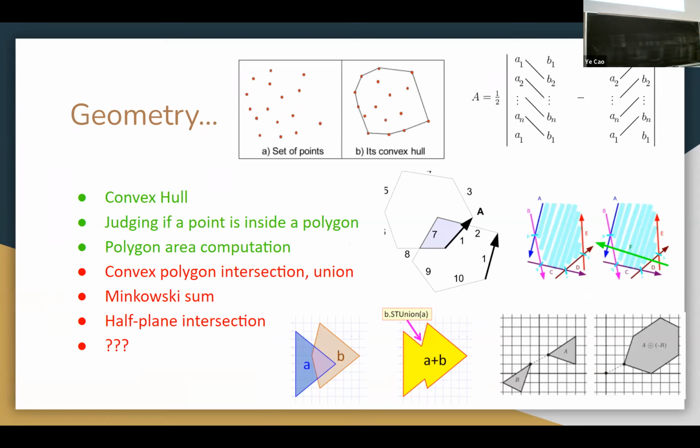Judging if a point is inside a polygon, easier said than done. Polygon area computation, there's something called the shoelace formula. You should probably either have it in your mind or have it in your book.